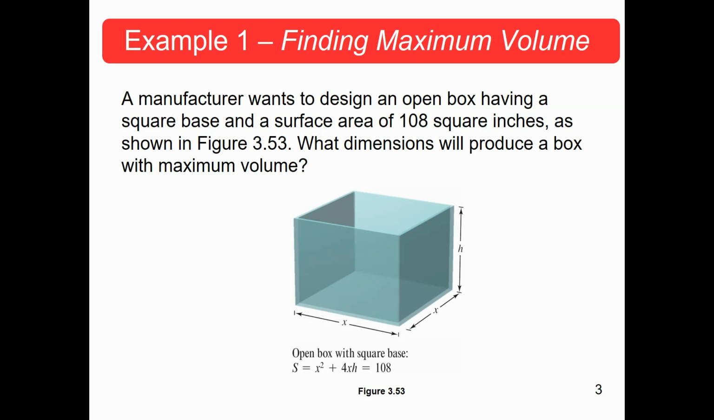A manufacturer wants to design an open box that has a square base and a surface area of 108 square inches. So, this is the picture. What we want to know is what dimensions will produce a box with the maximum volume. Basically, this would be what would happen if they had a sheet of cardboard that was 108 square inches, and they needed to cut it so that it could produce the biggest amount of volume. They would need to know what sizes they need to cut out. So that's what we need to figure out.